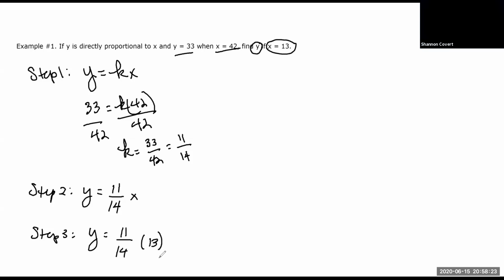What I did forget to tell you is the directions here, unless otherwise stated, is to round all answers to the nearest hundredth. I highly recommend having a calculator. These are going to be problems that you're going to want to use a calculator for. When I take 11 over 14 times 13, I end up with 10.21. Y equals 10.21.